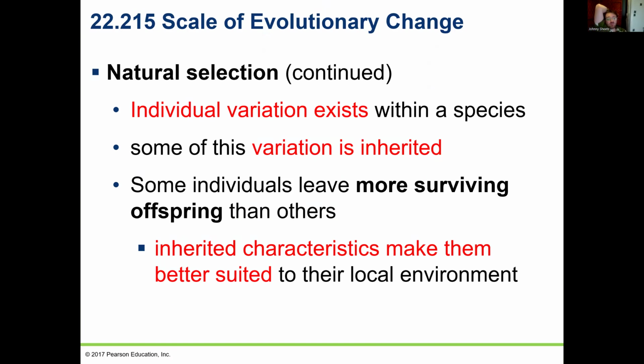Now, in natural selection, individual variation exists within a species, and some of this variation is going to be inherited. This is going to leave some offspring more successful than other offspring. Inherited characteristics make them better suited to their local environment. Again, it's important to remember, natural selection does not have a will. It is a statistical phenomenon. It just means that the individuals who reproduce more are going to be more well represented in the population. And since genetic data can be passed down between generations, if you're really good at surviving, natural selection is going to select for your line.